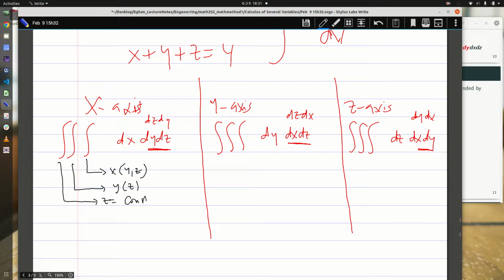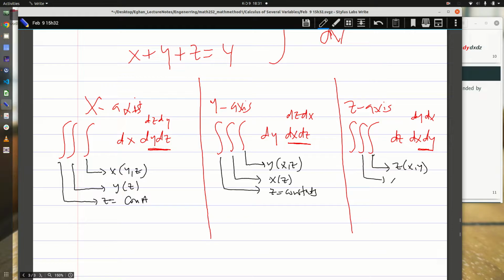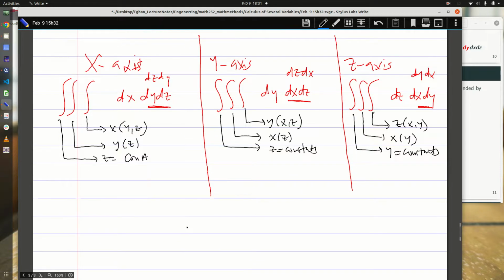If I come to this side, I expect y to depend on x and then z. I expect this one to depend on z, and then the last one will be z taking some constants. The same way, if I come to the last part, it means my z depends on some x and y. My x will depend on y, and then my y should be some constants. So how do you obtain these ones? If I want z to be constant, it means I want to find a function with respect to z.